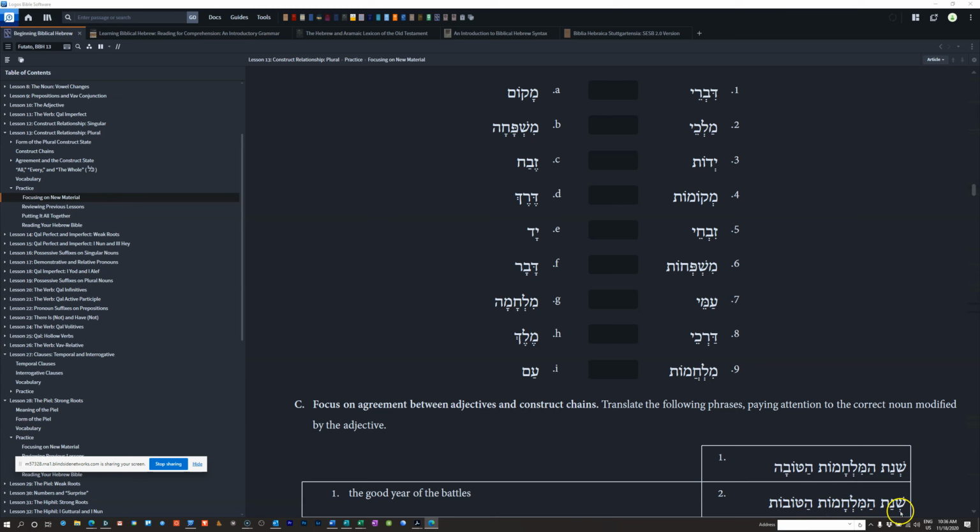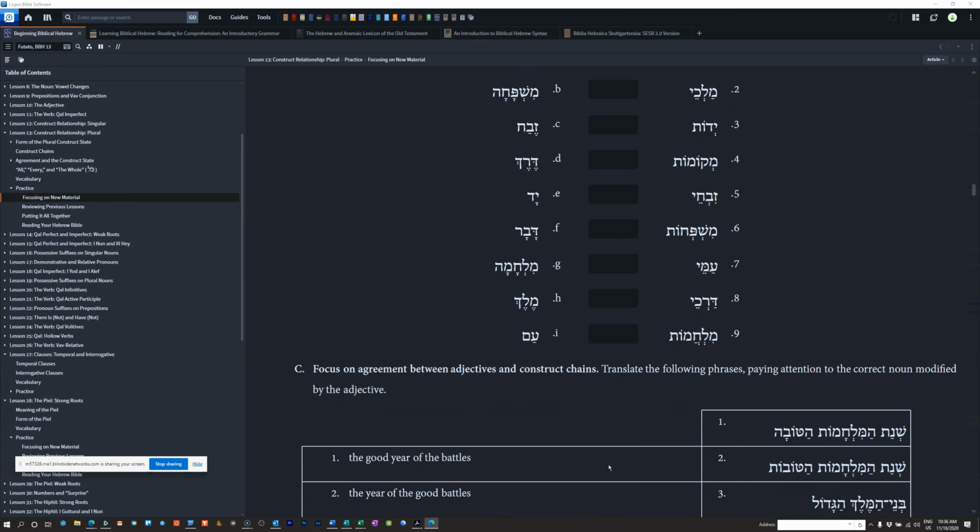So what we get here for our translation is we have still the year of the battles, because we've still got a definite absolute, and so our construct is still definite, the year of the battles, and then we're going to insert our adjective where appropriate. Since hatovot is modifying hamilchamot, we're going to translate this as the year of the good battles. All right, as we look at that, we see that as our translation, the year of the good battles.